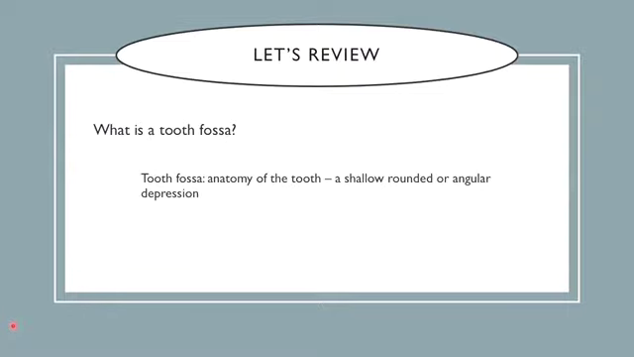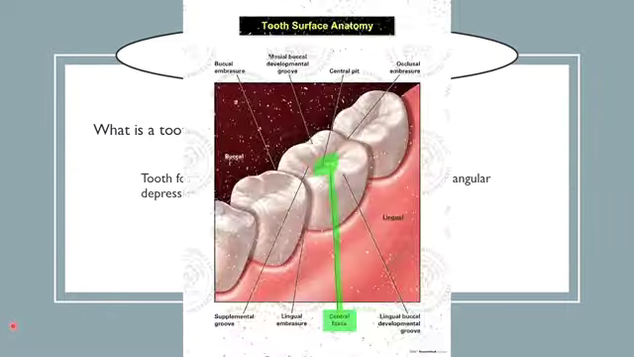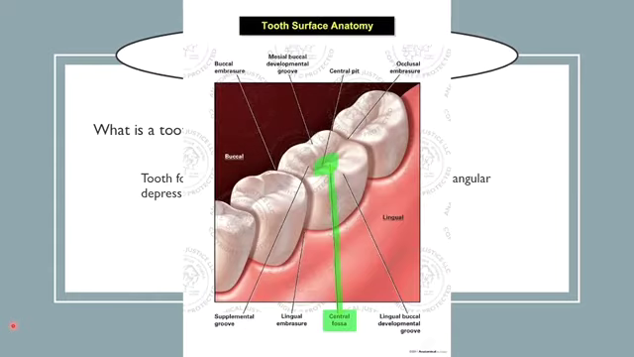A tooth fossa is the normal anatomy of a tooth. It's the shallow, rounded, or angular depression, and we can see that here in the picture. The central fossa is highlighted in this diagram.